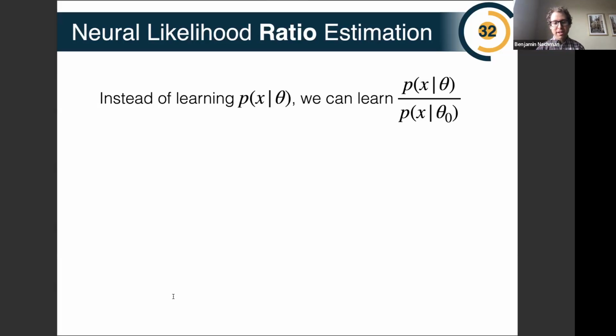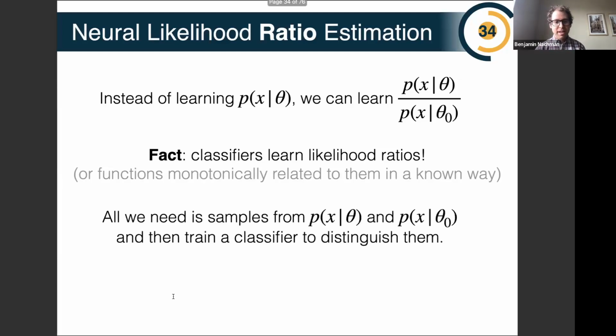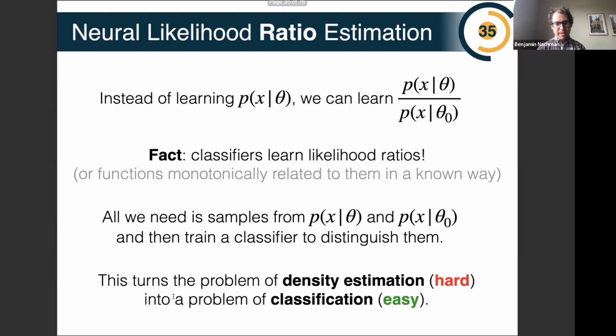But this trick is very useful because of a simple fact, which is that if you train a classifier to distinguish two data sets, that classifier is learning a ratio of the probability densities of those two different classes, or at least something which is monotonically related to the likelihood ratio in a known way. So this is great. You can turn a problem of learning a density, which is hard, into learning a classifier, which is usually much easier. So all we need then are samples from P of X given theta and P of X given theta 0. And then if we train a classifier to distinguish those data, then I claim that classifier can be recast as a likelihood ratio estimator. Okay, so this is the key here: we can do classification instead of density estimation.